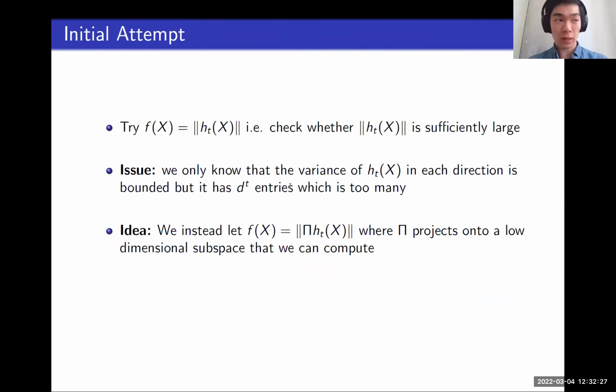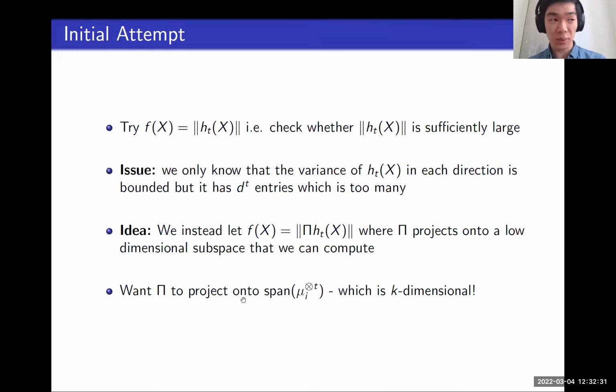However, the punchline is that we can project onto a low dimensional subspace, and as long as this subspace contains the span of the mu i to the t's, then we're in good shape. Because then we'll have the upper bound for the mean zero components, and we'll also have the lower bound for the components with mean bounded away from 0. And this is actually a k-dimensional subspace, the span of the mu i to the t's. So now all we need to do is compute this subspace and project onto it. Does that make sense?